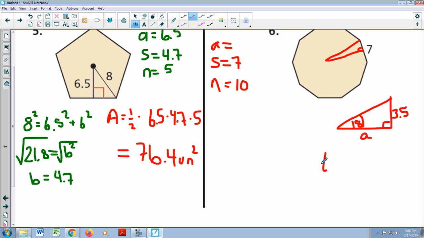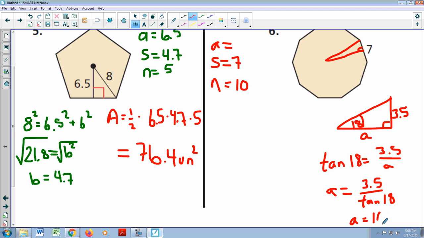So now I can just take tan of 18 equals 3.5 over a. We're going to play a game of flip-flop. So 3.5 divided by tan 18 gives me 10.8. So I know my apothem is 10.8.